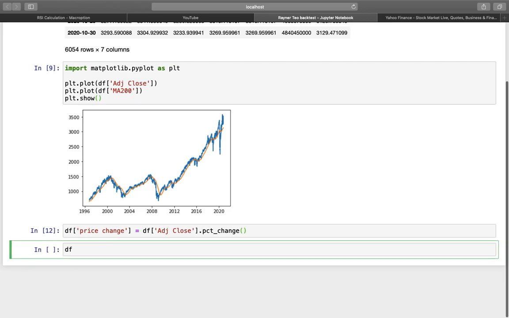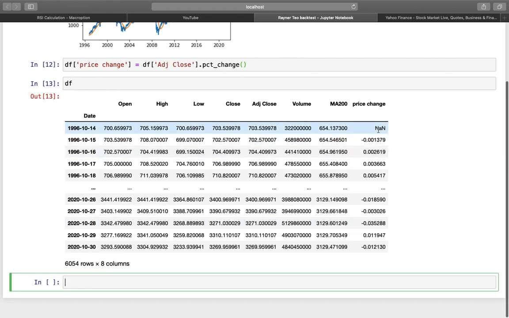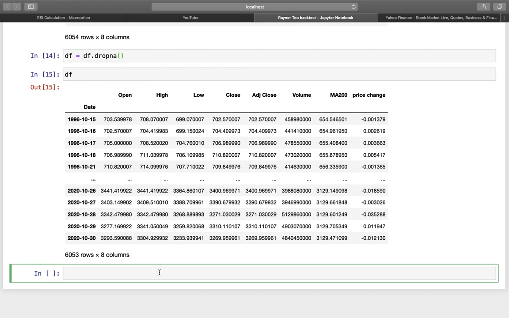So let's print out the data frame again. And again, we are getting a NaN value for the very first row. So we are dropping that with df.dropna and execute that. Now to quickly summarize, we have added the 200-day moving average column to check for the very first condition. And we have also added the price change column, and we need this column to calculate the RSI, the relative strength index, the second condition, as you remember.